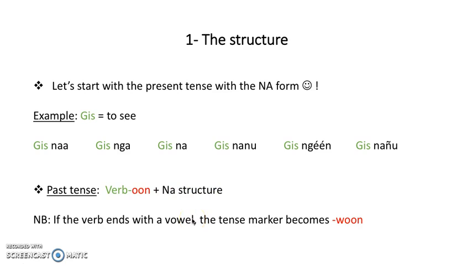However, and that will be the second example I will be giving, if you have a verb that ends with a vowel, the tense marker becomes woon, and basically that's just to make the pronunciation easier, because if the verb ends with a vowel and you have on, which is the regular tense marker of the past, then you have two vowels there and you don't know how to deal with that. So I guess that might be the reason why there is the W instead of on. If the verb ends with a vowel, then you have woon.